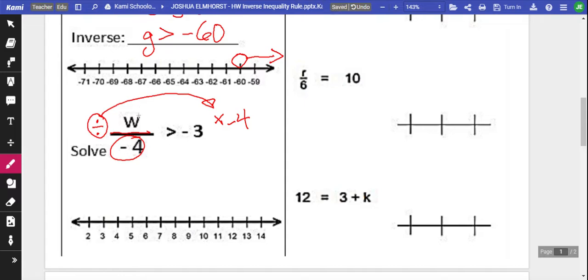Okay, so now we're going to have, let's see, multiplying by -4. That's going to cancel and then cancel. So we have W, and because we're dividing by a -4 over here, we would also flip this inequality sign around. The negative times a negative is a positive, and then 3 times 4 is 12. So whenever we multiply or divide by a negative, that is going to flip our sign around. Okay, so W is less than +12.